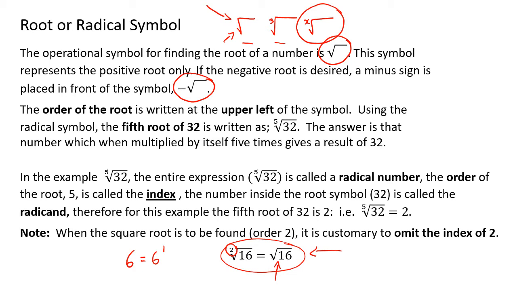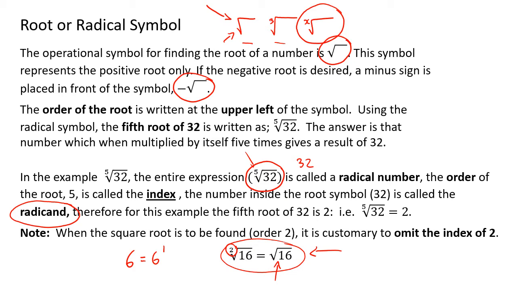So this expression, we talked about the term, I mentioned the term radical. These types of numbers with a root sign are called radical numbers. That is what you're going to think of every time you think of a radical number, something with a root sign. The order of the root is listed in that top left corner. That's called the index. And the number under the root sign, in this case the number 32, actually has a fancy term. It's known as the radicand.